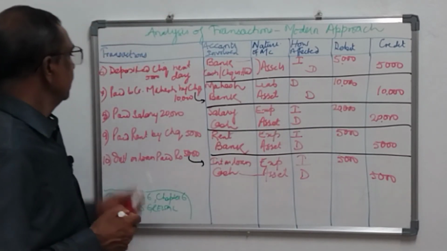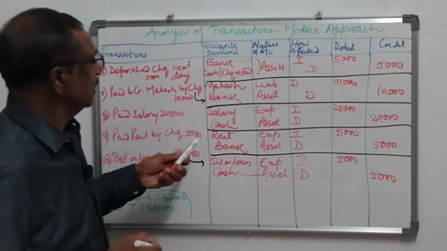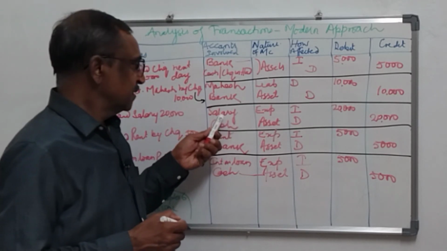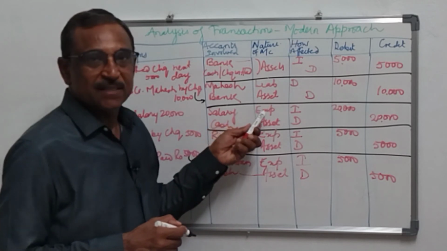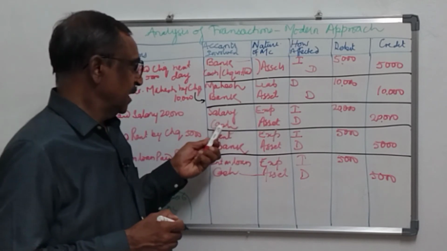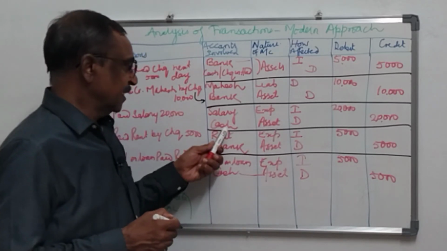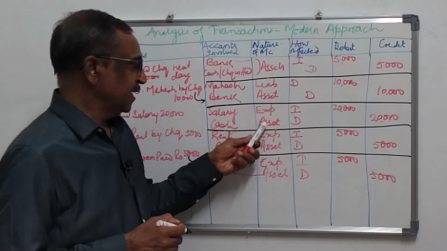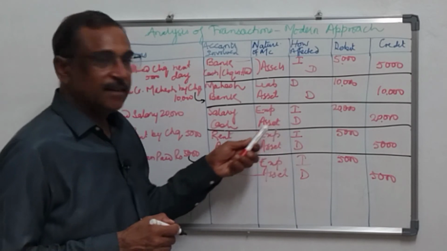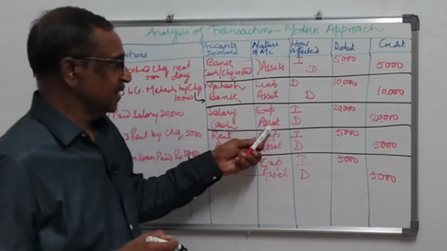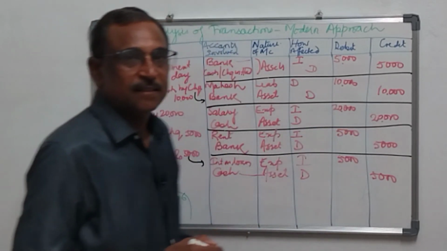Okay. Paid salary 20,000. So salary is involved and cash is involved. Salary is your expense and increase in expense is debited. Cash is also involved. It is an asset and it will decrease when you pay to someone. So decrease in asset is credited. Clear?